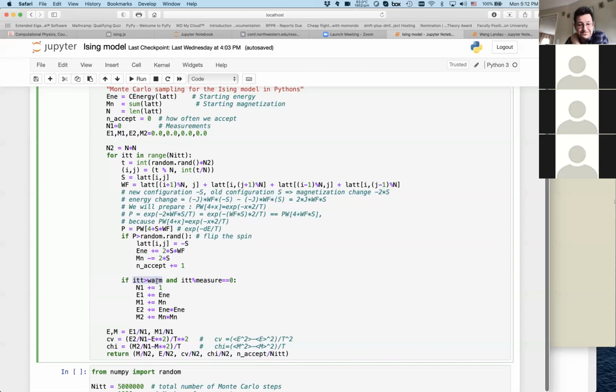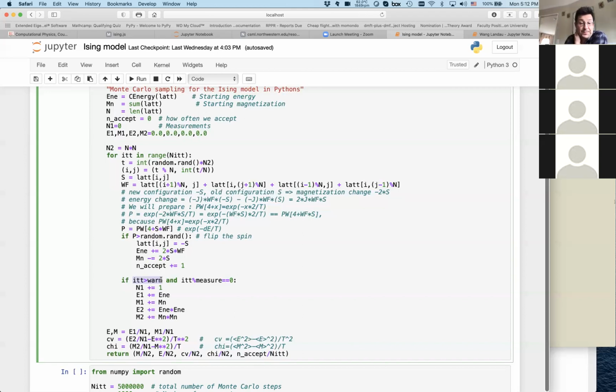So of course, this warm-up needs to be larger when we start from a very, very bad configuration. But if we slowly change the temperature, like we're going to do down there, just a little bit, then the warm-up steps don't need to be so large, because the temperature has changed only a little bit, and therefore the configuration that we have is most likely pretty close to the configuration at this particular temperature.